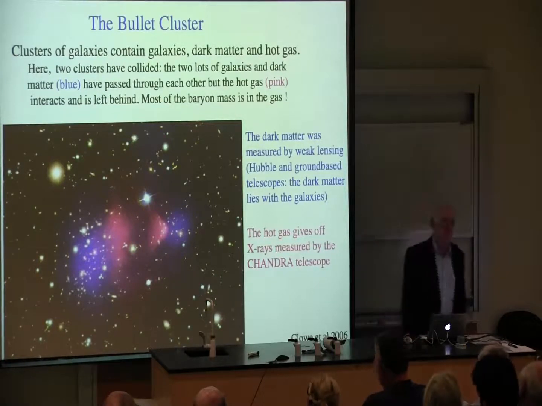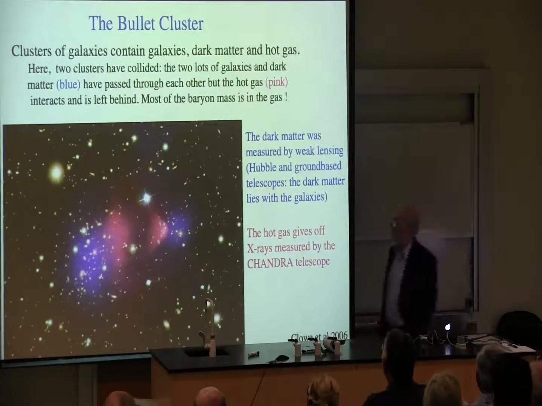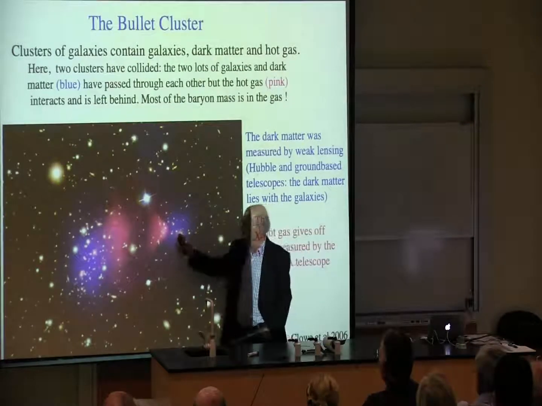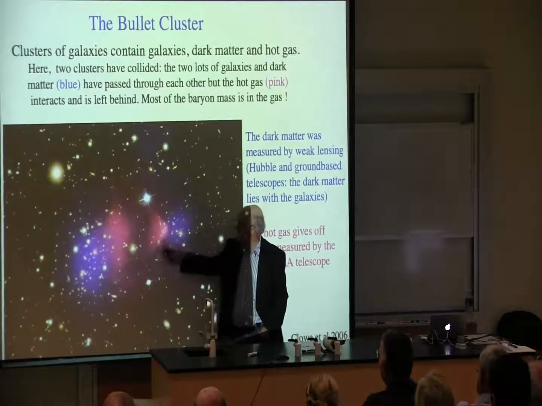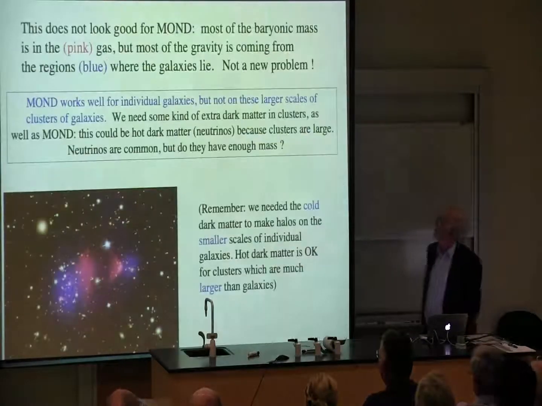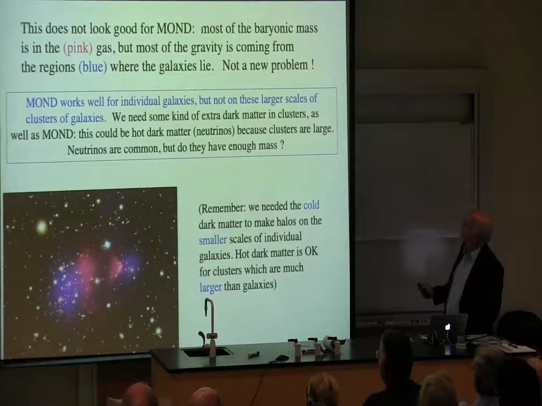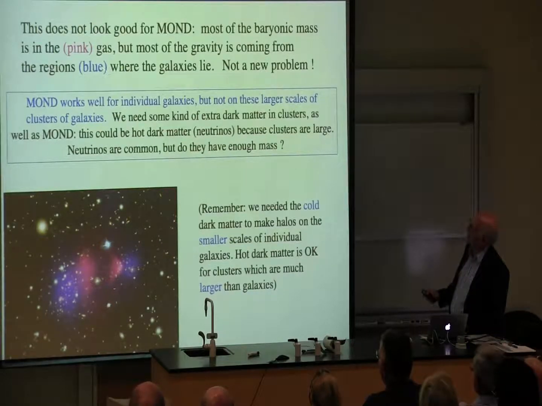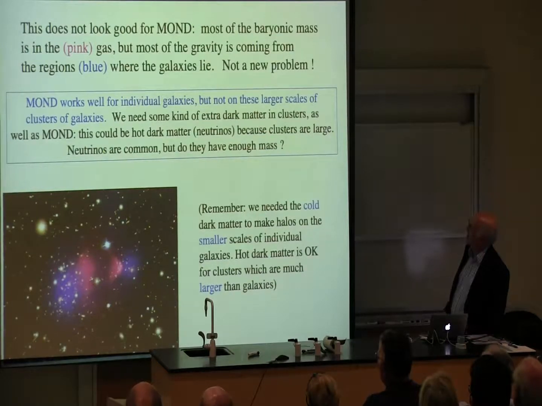And that's not great for MOND, because MOND would like to have the dark matter, or what looks like dark matter, with where most of the ordinary matter is. So this does not look so good for MOND. Most of the baryonic mass is in the pink gas, but most of the gravity is coming from the regions which are blue, where the galaxies lie. Now, MOND works very well for individual galaxies, but it doesn't work so well on the large scales of clusters of galaxies.